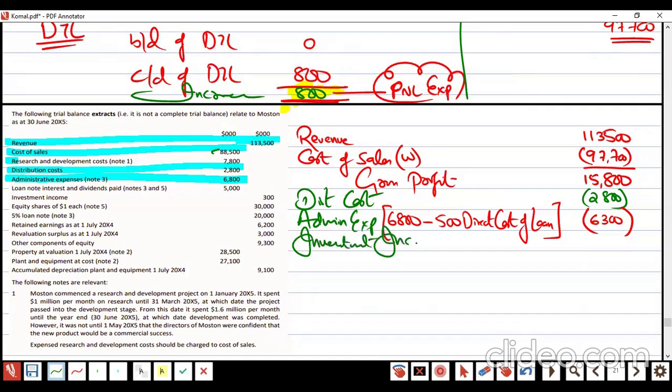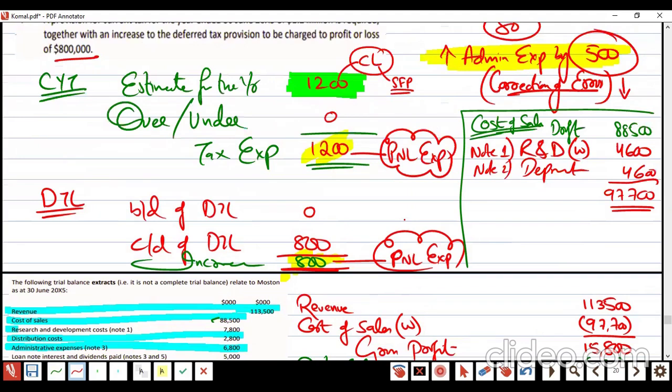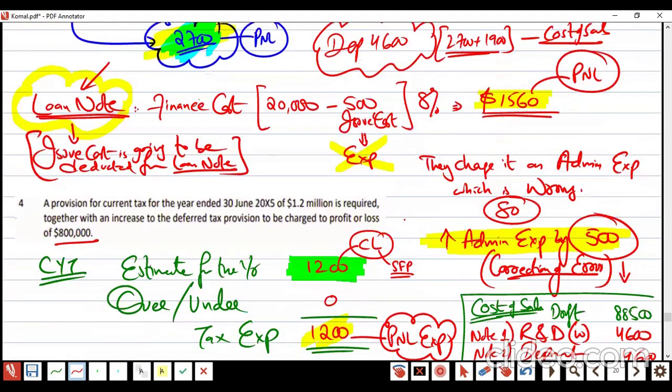After admin expense, we have something called the investment income. If there is any investment income, we will take it. How much? 300. And after that, the finance cost, which we already solved above. How much was the finance cost? 1,560.